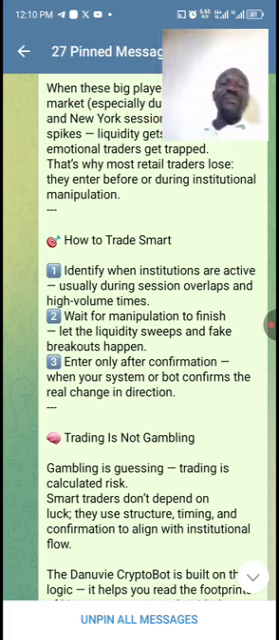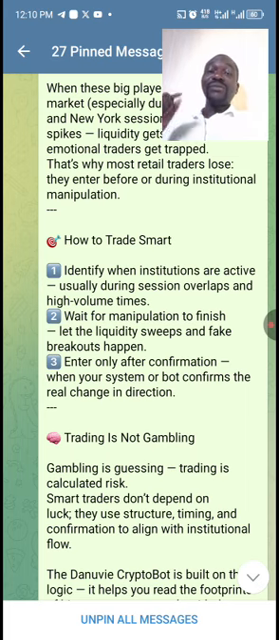So as it says, identify when institutions are active, usually during session overlaps and high volume time. So this is another pointer now. High volume indicates that big banks and institutions and corporate bodies have entered the market and they are now placing trades. This is what high volume now indicates. And one of the things our boss scans for is high volume.